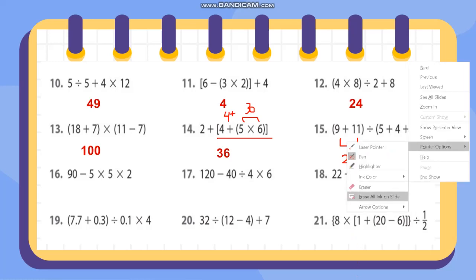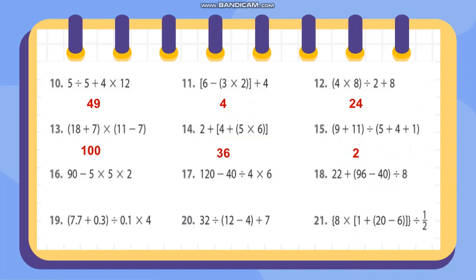Next, question number 16. 90 minus 5 multiplied by 5 times 2. So what we are going to do is multiply first. 5 times 5 is 25. Then we need to multiply it by 2 again, which is equivalent to 50. Then 90 minus 50 is equivalent to 40.